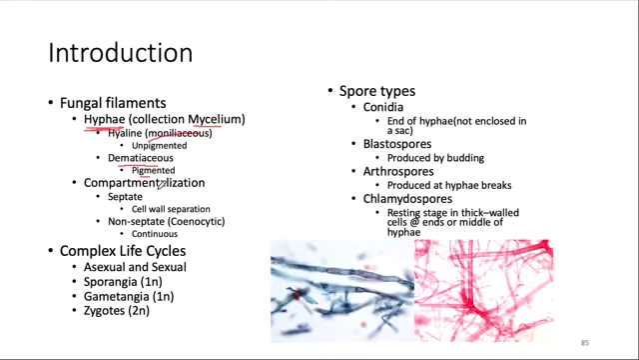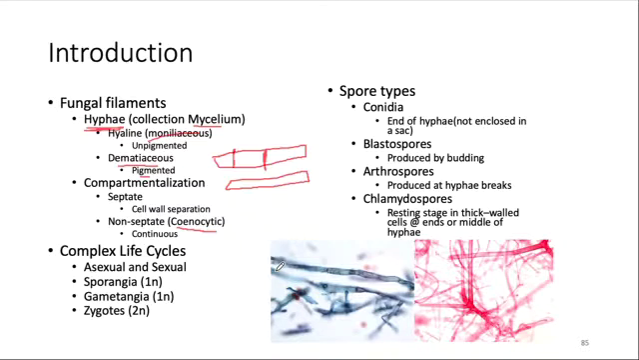The hyphae could also have cell walls. So there are some hyphae that have septa. There are divisions in the walls of the cells, and those are known as septate hyphae. And there are others that are just continuous. There are no divisions. Those are known as non-septate or coenocytic. So they are continuous. They have a very complex life cycle. They may have sexual and asexual forms. They may form sporangia, gametangia, or zygotes, depending on the type.